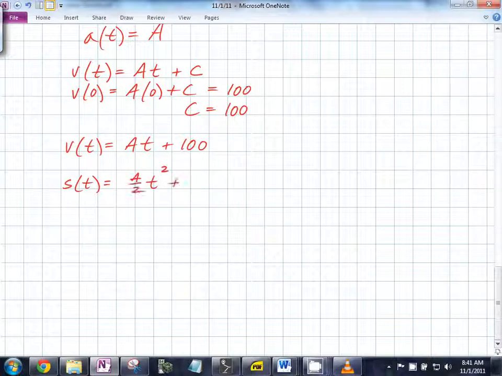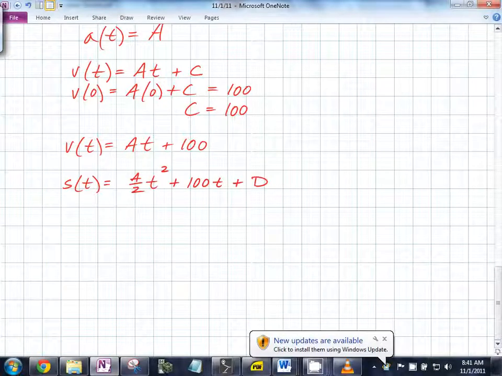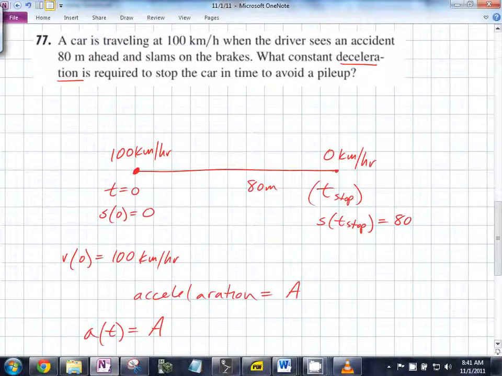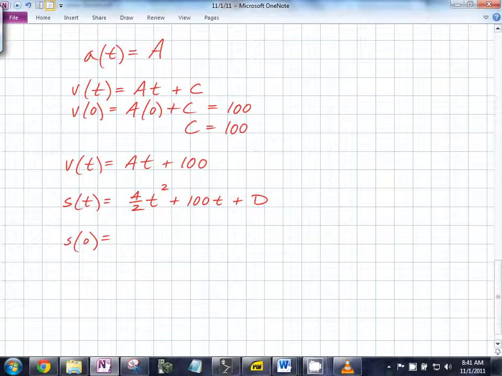100. No, there's no x in here. t. Plus, we'll call it d. Correct? What is our position at time 0? What did we say our position was at time 0? No, our position at time 0 was 0, and our position at time stop was 80. So no, it's going to be 0 plus 100 times 0 plus d. That equals what?